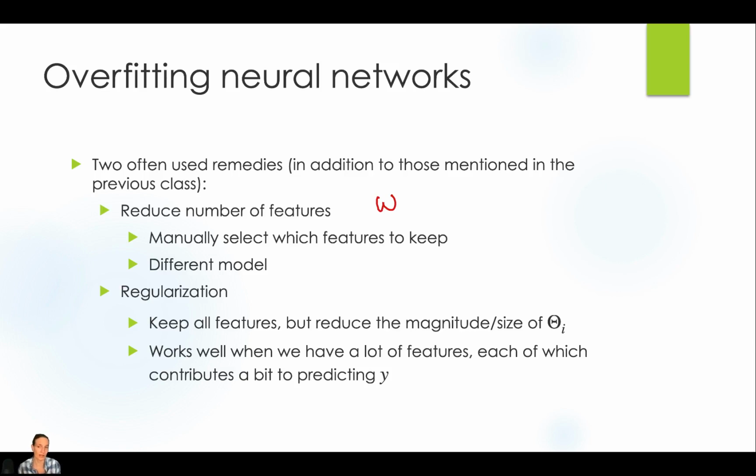Maybe you also want to try a different model. CNN models, convolutional neural network models, typically have way fewer weights to learn than normal fully connected models. Maybe you want to manually select which features to keep or do some feature selection in advance. Finally, we also have regularization. In this case, we keep all the features, but we reduce the magnitude or the size of the feature vector.